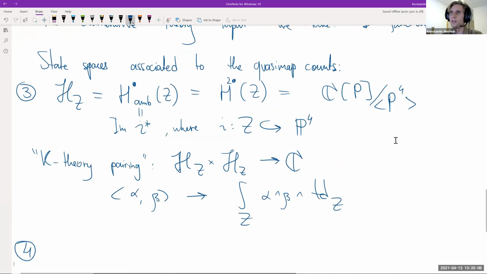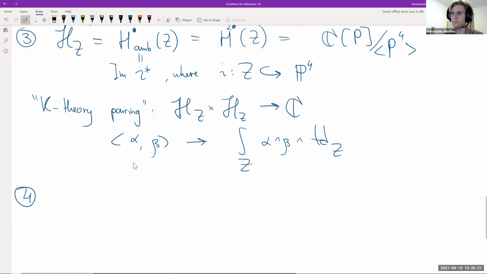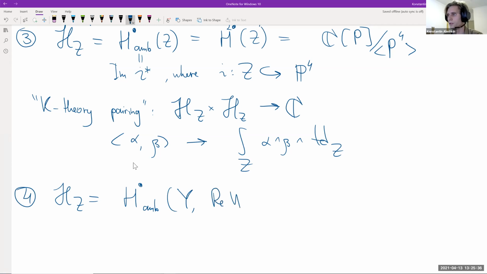So 3 and 4, that is quasi-map counts into the quintic and into the total space of a line bundle with superpotential, are very similar. And so the state spaces are isomorphic. But actually the state space is some relative cohomology of the ambient part of Y relative to real part of W greater than 0. So this is this relative cohomology. Maybe one remark: in the talk I'll work over C, because I'll switch between cohomology and K-theory, and over Z there are some non-trivial torsions, but over complex numbers these things become much easier.